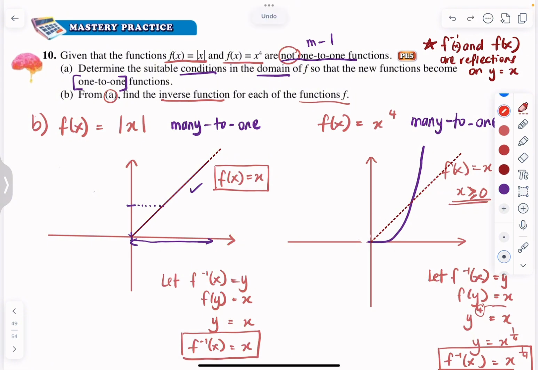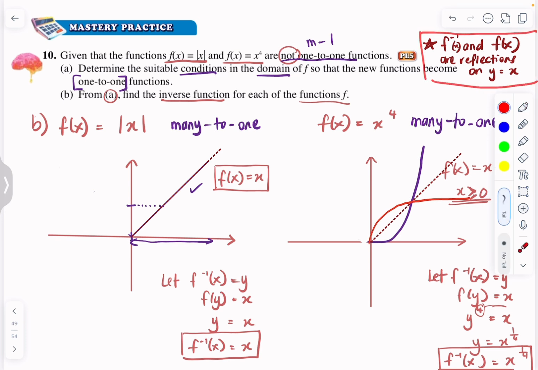Wait, let me use a solid line. Okay, so your graph is going to look something like that. Okay, so this is the reflection of f(x). So this is their relationship between f inverse and f(x). These graphs are the reflections of each other on this axis.